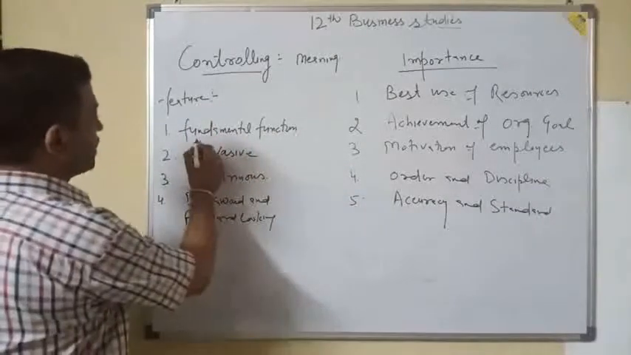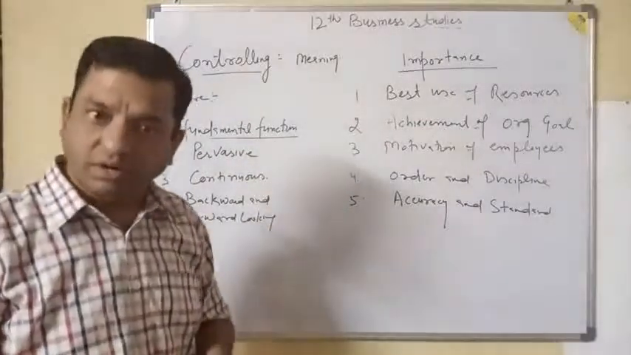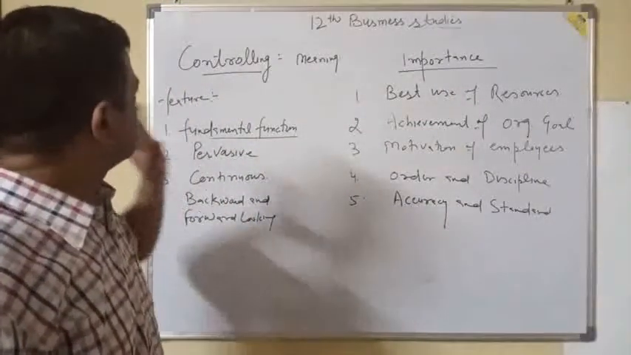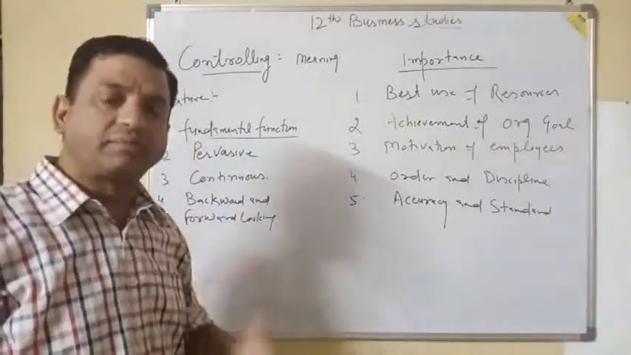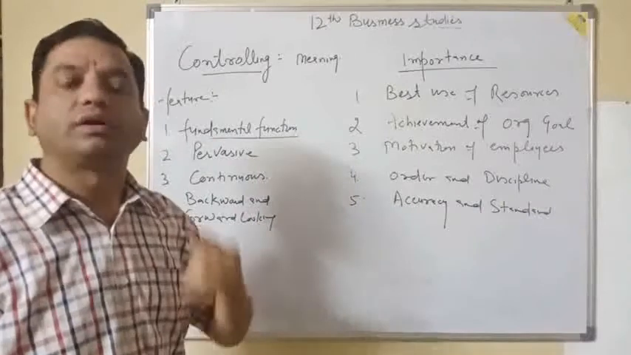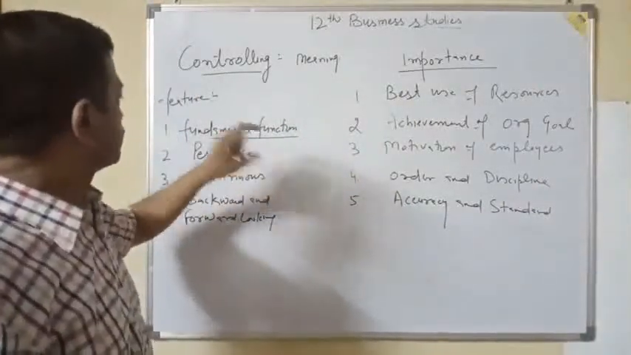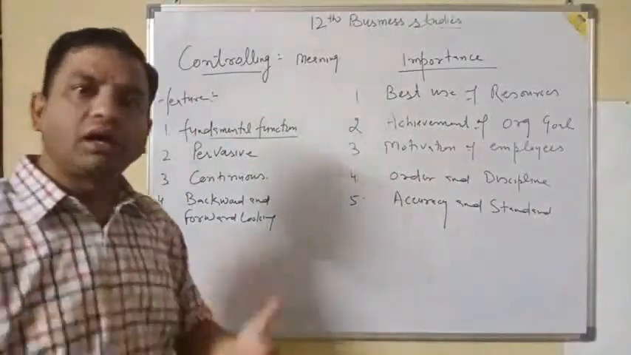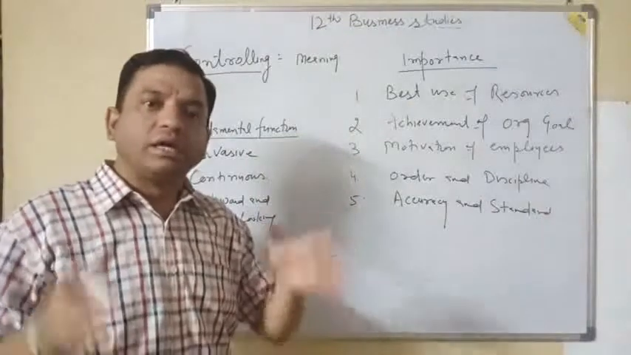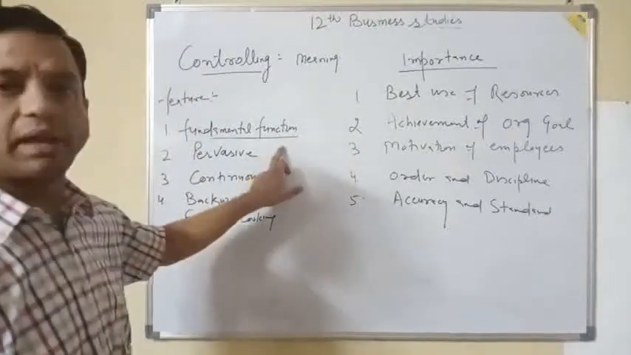Now come to the features of controlling. As I am saying, it is a fundamental function of management, meaning it is the most important function. Until and unless there is a good controlling system, everything planned, organized, staffed, or directed will be zero. So that's why it is the most important function. If we earn and we do not save that, then the earning will become zero. Same thing will apply over there.